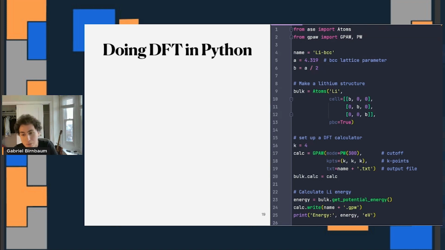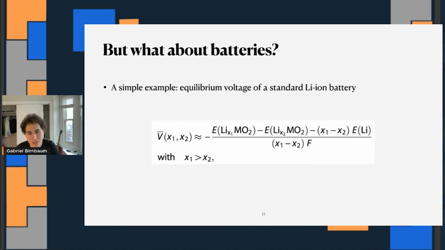Around line 15, we set up a DFT calculator. So we have the structure, and now I want to calculate the energy of the structure. So I set up a calculator in lines 17, 18, 19. You don't need to worry about what the cutoffs and so on mean yet. And then I attach this calculator to the bulk in line 20. Then basically what I do is I get the potential energy, which is the energy we're looking for, in line 23, and then I print it. And that's it. With those 25 lines of code, I can determine the energy of lithium that you see here on the right, which is quite fascinating, I find.